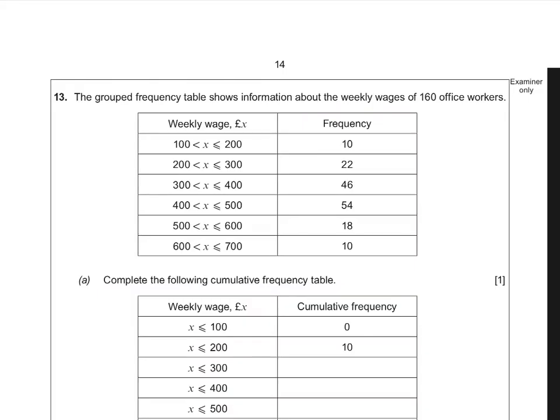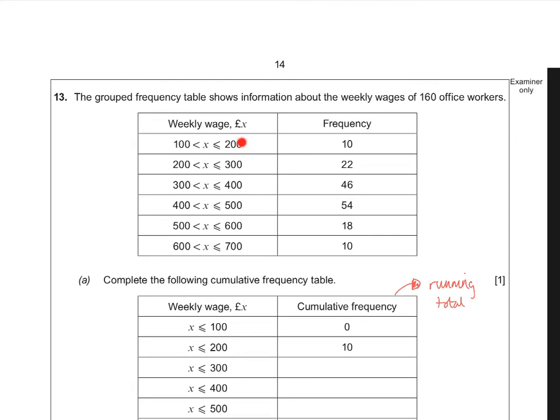Okay, and this question is asking about cumulative frequency. Cumulative frequency here means your running total. So it's a good idea that whenever you see the word cumulative frequency, you say running total next to it. This first one, the reason why this is 0, it says the number of people who are earning less than or equal to 100 quid a week.